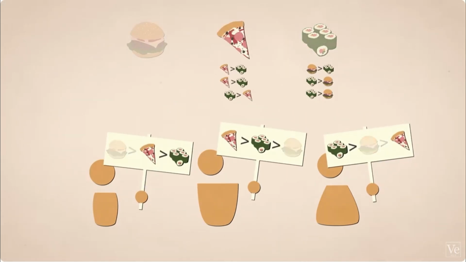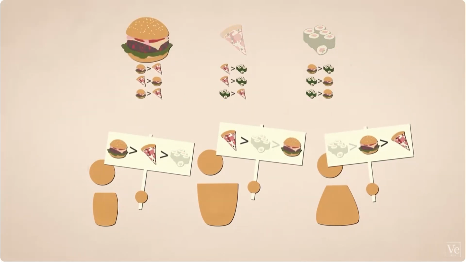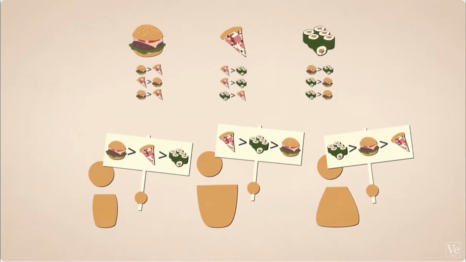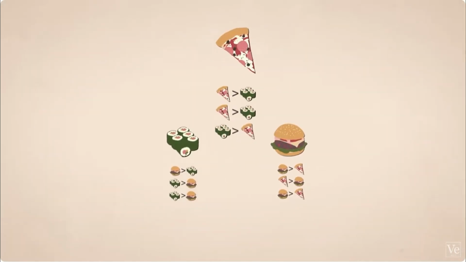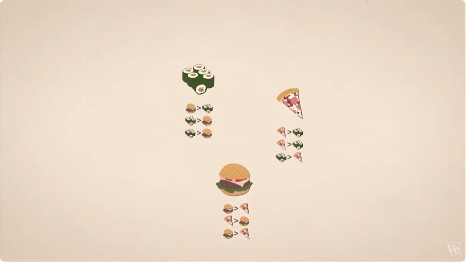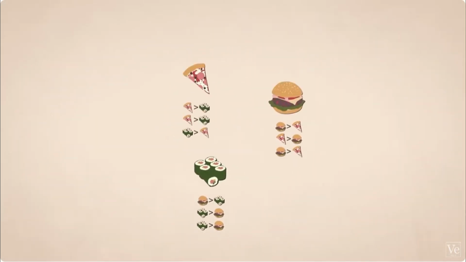However, by the same argument, pizza is preferred to sushi and burgers are preferred to pizza by a margin of 2-1 on each occasion. So it seems like you and your friends are stuck in a loop. Burgers are preferred to pizza, which is preferred to sushi, which is preferred to burgers, and so on. This situation is known as Condorcet's paradox.